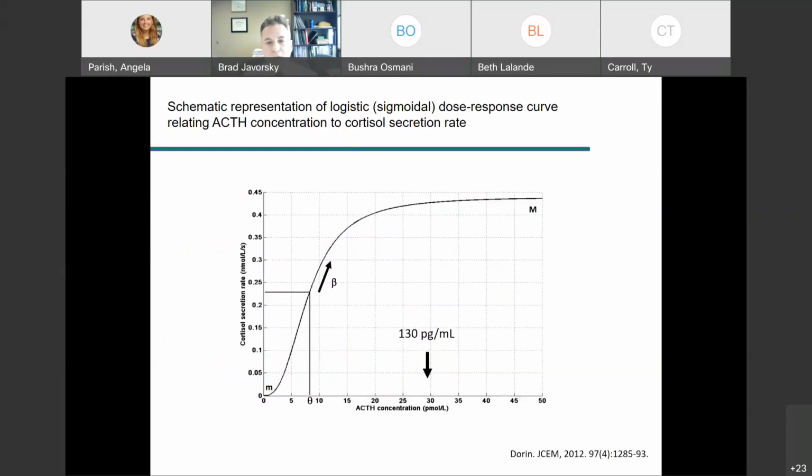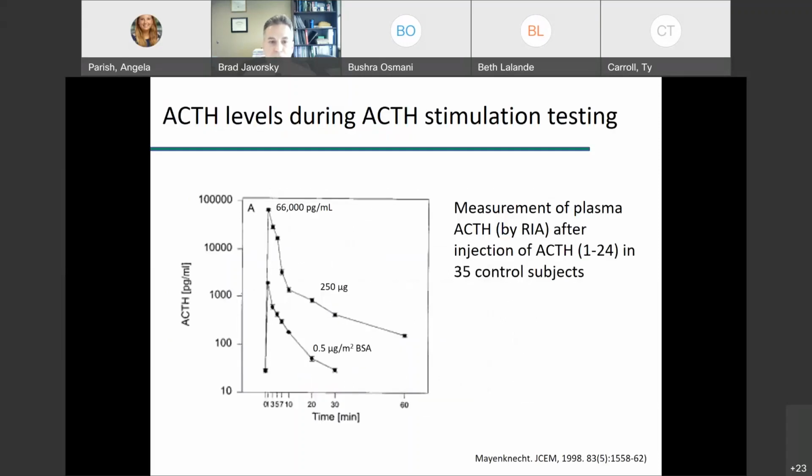The idea behind this test is that the cortisol secretory rate really hits a maximum level with an ACTH concentration of 130 picograms per milliliter. With the dose that we give in the ACTH stimulation test, the levels measured are over 60,000. So it's way, way above the physiologic amount. So if there's any cortisol that can be made, this test should be able to stimulate it.